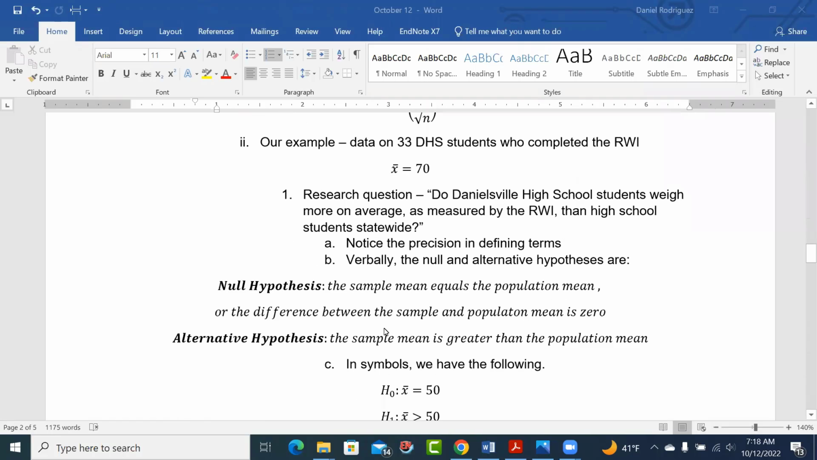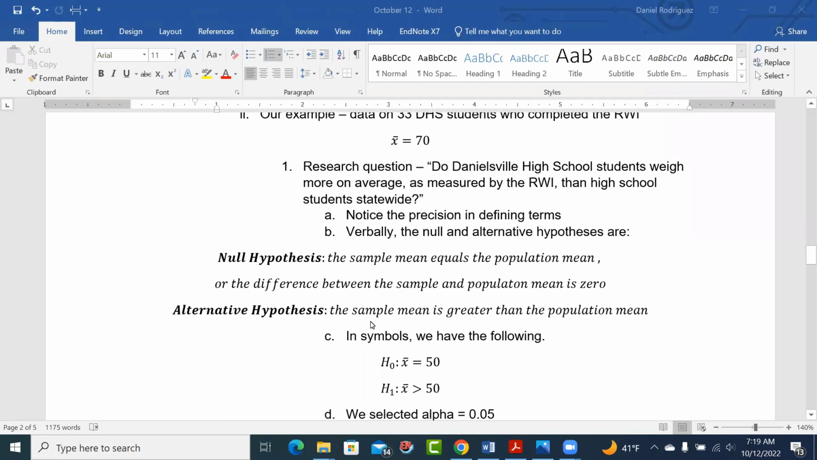Our null hypothesis in words is the sample mean equals the population mean. Here our population mean is 50 and our sample mean is 70. So this is our null hypothesis. Or you could say the difference between the sample and the population mean is 0. That's what we're assuming is true. Remember, we start with the assumption that this is true. Even though you can see it looks different, 70 is greater than 50, we have to start with the assumption that they're not different statistically.